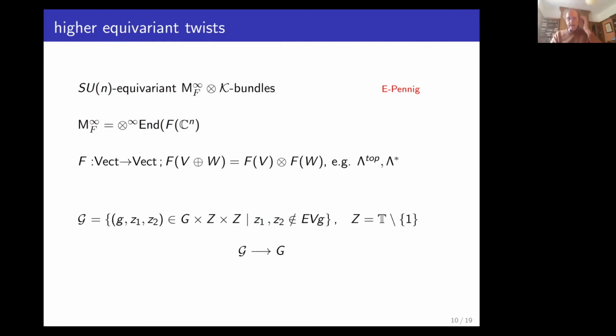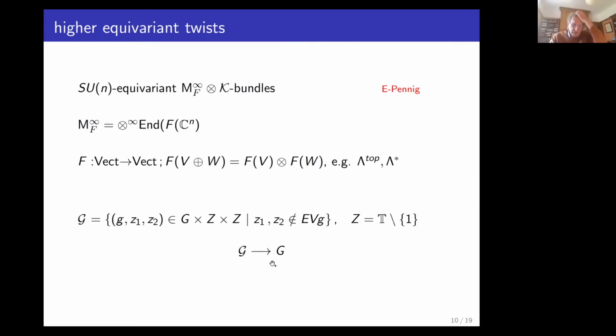And we're going to do it by these groupoids here involving the group SU(N) and Z, which is the circle with a point removed in order to get some orientation sense. And then there's a natural map from this groupoid, just forgetting the other two terms, down to G.